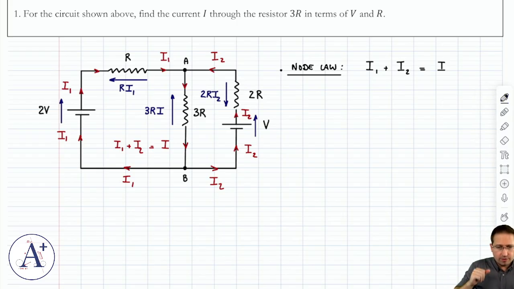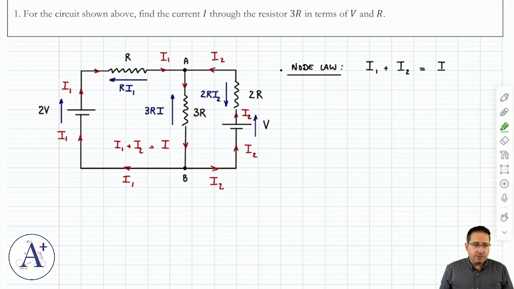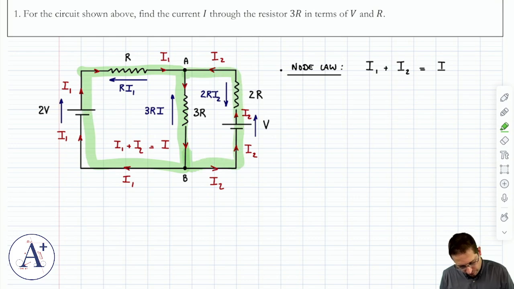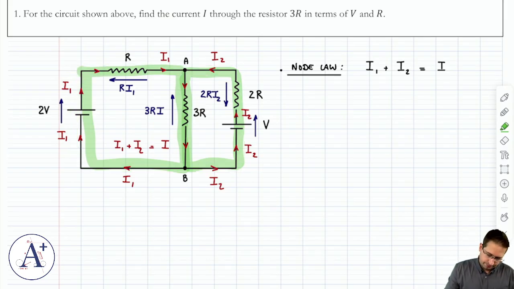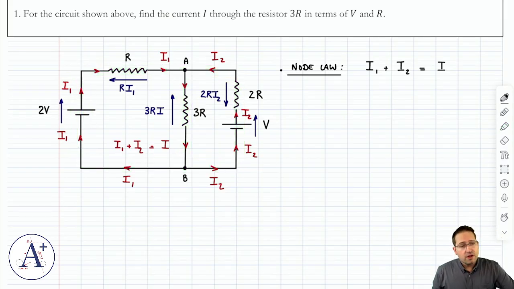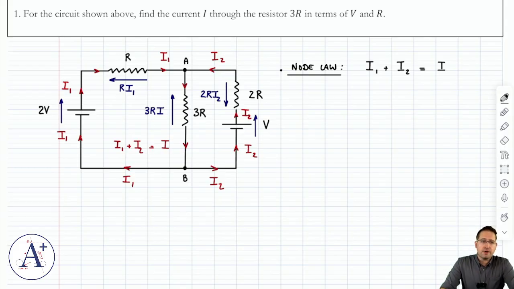Now I'm going to write the loop law. That suggests that there are loops, and indeed there we have loops. Careful that we have 3. There's usually more than you think. There's the left loop, the right loop, and the outer loop. Okay, so we have 3 loops. Usually, there are also more loops than you need.